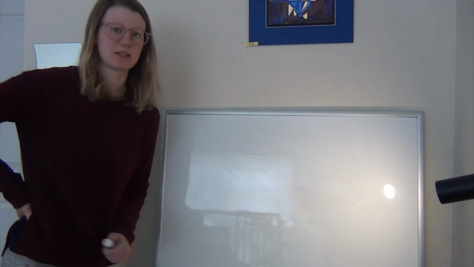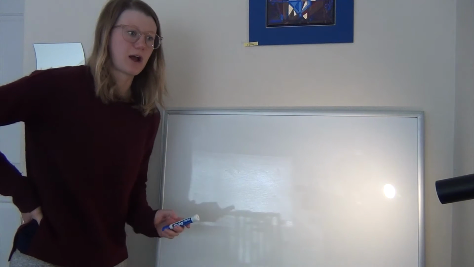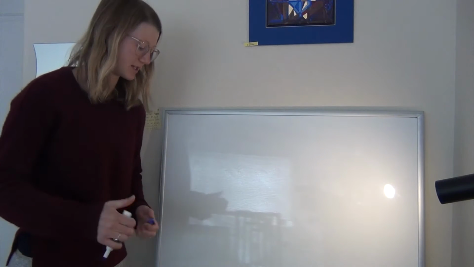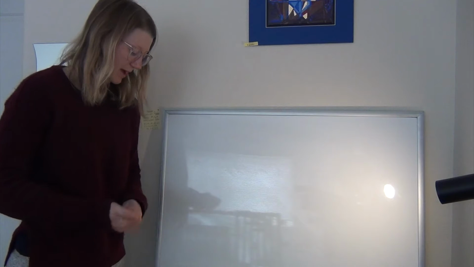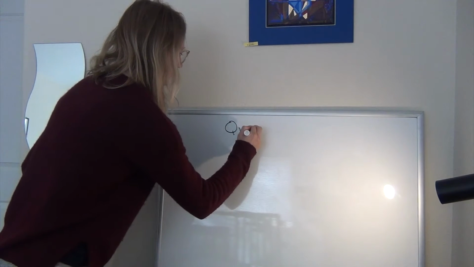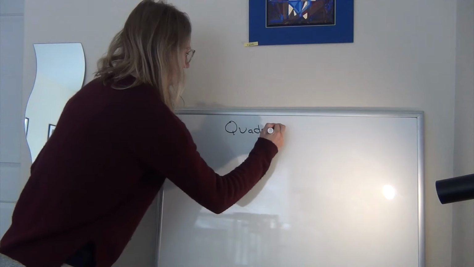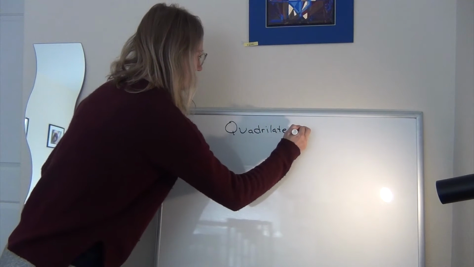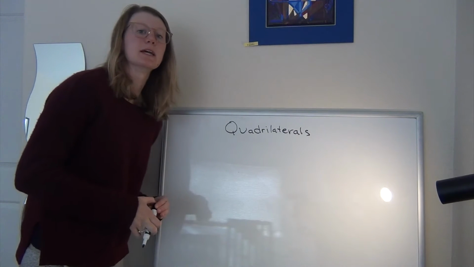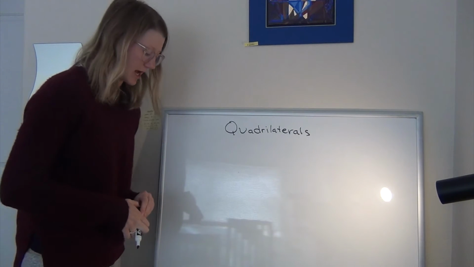Before you do your foldable though, I just wanted to review some of the things you've learned so far in math, just so that we can make sure that everybody's on the same page and everybody knows about quadrilaterals. So let's get started. You've been learning about quadrilaterals, which is a pretty big word. Quadrilaterals. All that means is it's a shape that has four sides.